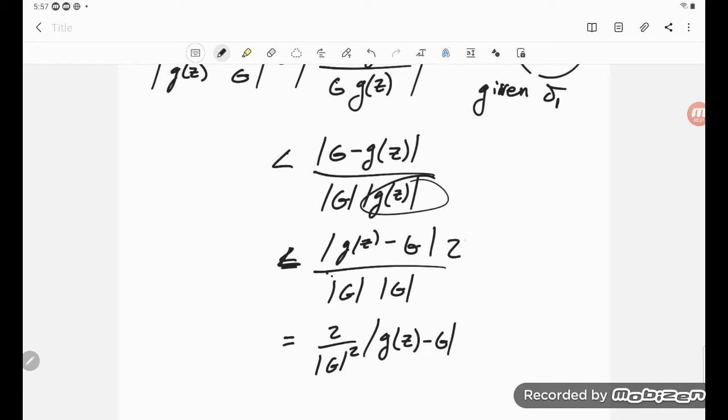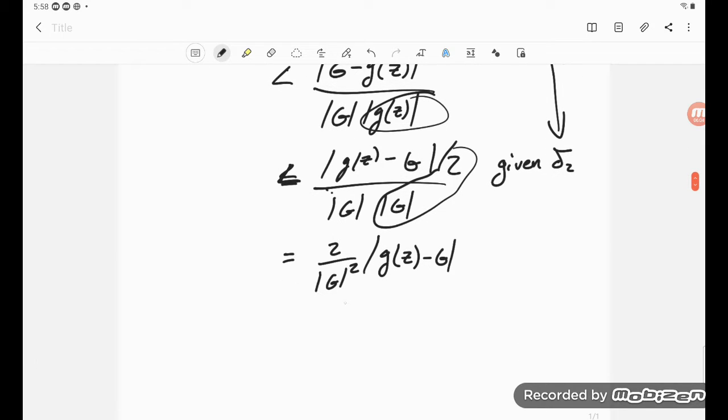Now, but I only get to say this given some delta 2. I have to be within delta 2. Now, I don't know which one of those is bigger or smaller. But I know that if I'm within delta 2 from that corollary, I can replace my 1 over g of z with 2 over big G.